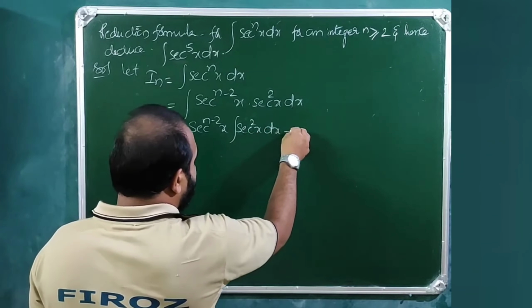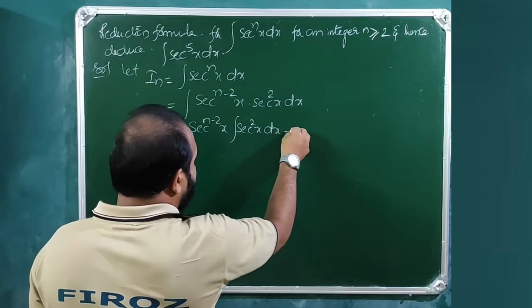So this is what we have got so far. This is equal to secant power n minus 2x into tan x minus n minus 2 integral secant power nx dx. We have taken it to be In earlier, so I am replacing integral secant power nx dx with In, plus n minus 2. If integral secant power nx dx is treated to be In, then integral secant power n minus 2x dx can be written as I n minus 2. So this is all In.